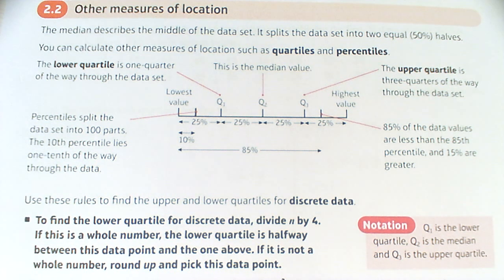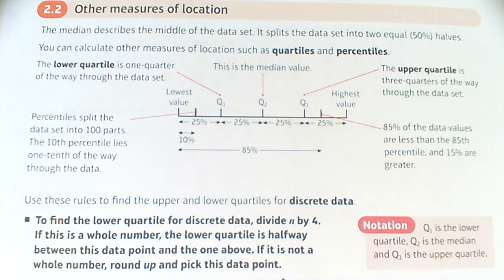For example, if I had 40 bits of data, I'd divide that by 4 to get 10. Therefore, the lower quartile would be halfway between the 10th and the 11th bit of data. If I had 43 bits of data, I'd divide 43 by 4 and I would get 10.75. If it's not a whole number, we need to round it up and pick that bit of data. So rather than using 10.75, we would use the 11th bit of data. That would be our lower quartile.